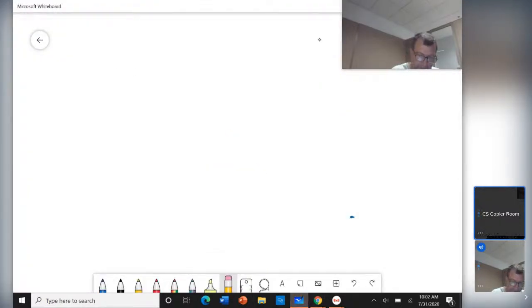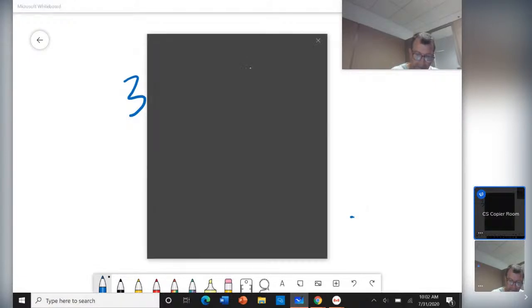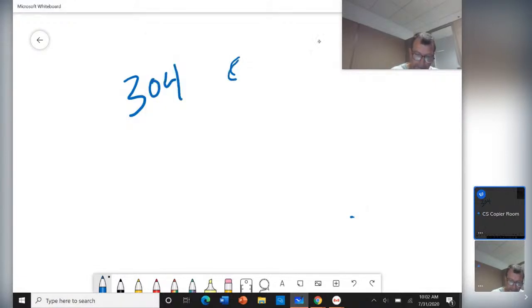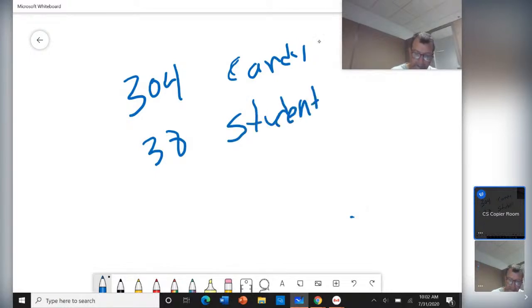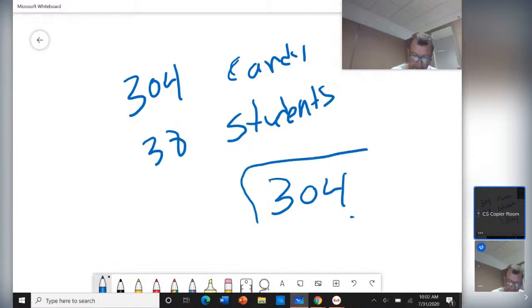So we have 304 candy. There's 304 pieces of candy, and there's 38 students. And we're going to try to divide this candy evenly. Okay, so 304 pieces of candy divided by 38 students.